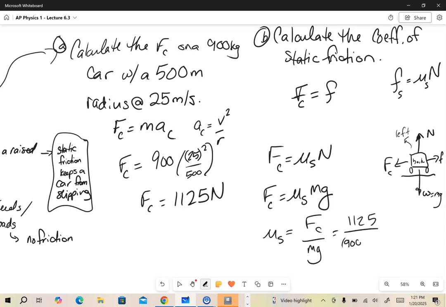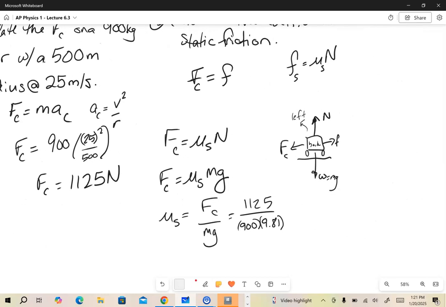We're at 900 times 9.81. And remember that our coefficients should usually be less than 1. In this case, I believe it comes out to be about 0.13. There is no unit on a coefficient. Okay, so this is an example of how to use the unbanked curves and just the centripetal force equation real quick.